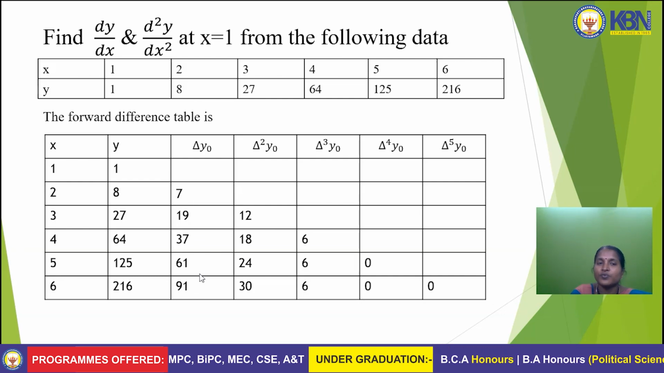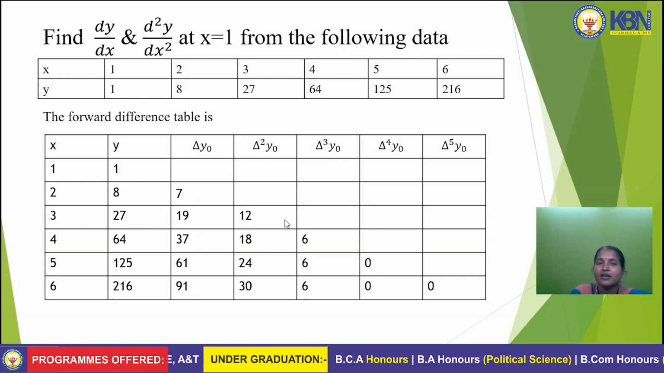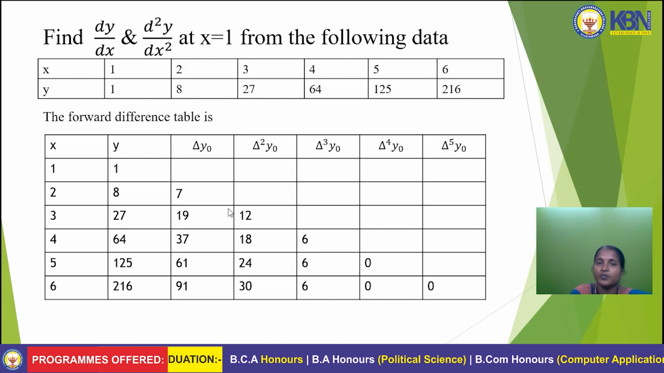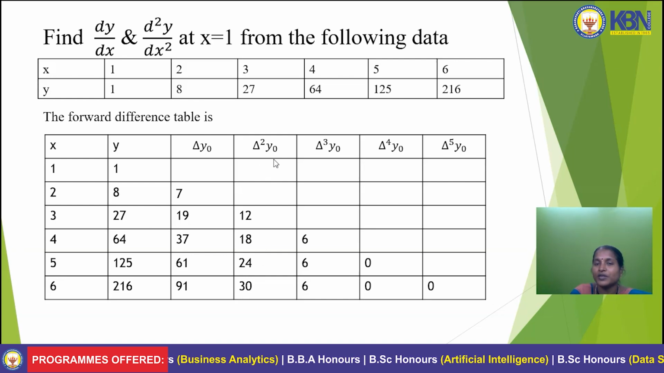So we are getting the first difference. Okay, next we go to the second difference. 19 minus 7, that is 12. 37 minus 19, that is 18. 61 minus 37, that is 24. 91 minus 61, that is 30. So we are getting the second difference.